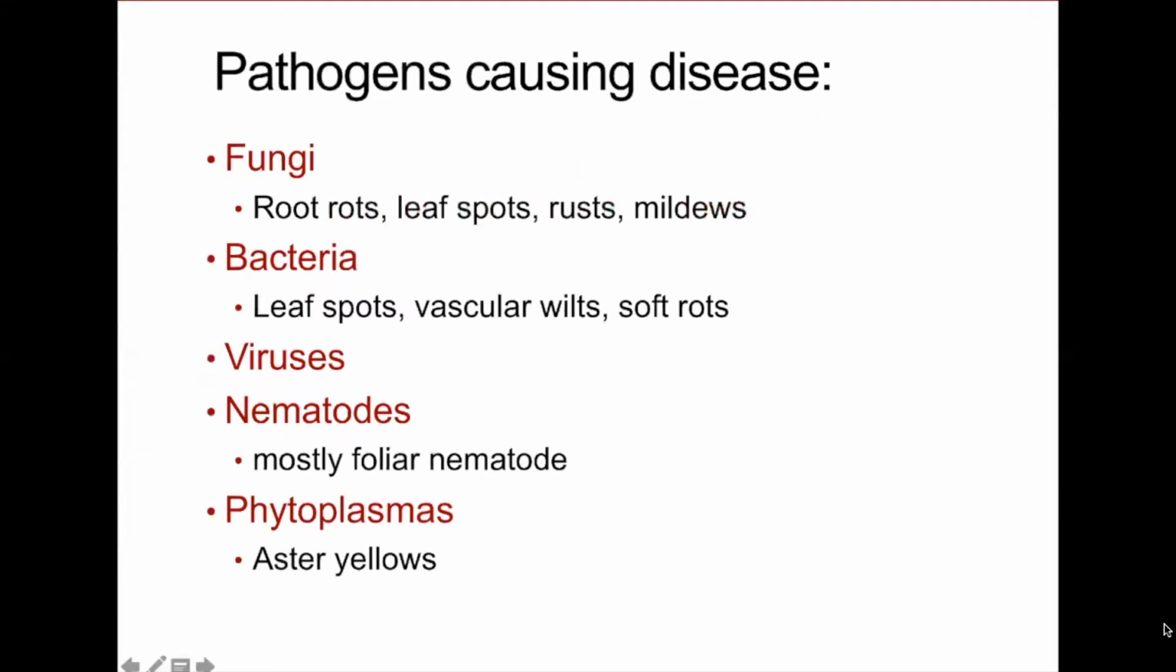Okay, so here's just an outline of some stuff that we're going to be focusing on throughout this presentation. I don't want you guys to get overwhelmed or anything like that. I just want to give you a brief overview of different diseases that can come on different greenhouse plants. So the fungus: root rots, leaf spots, rust and mildews; bacteria: leaf spots, vascular wilts, and soft rots; viruses; nematodes, but mostly foliar nematodes, not the root nematodes or anything like that; and then phytoplasmas or aster yellows.